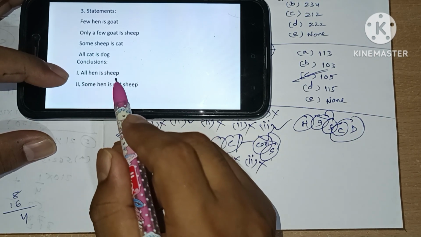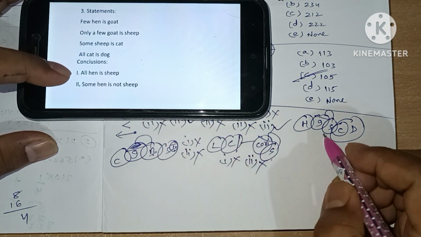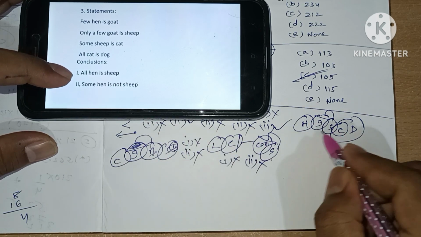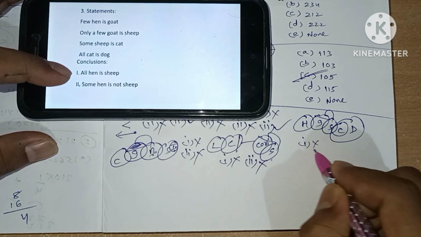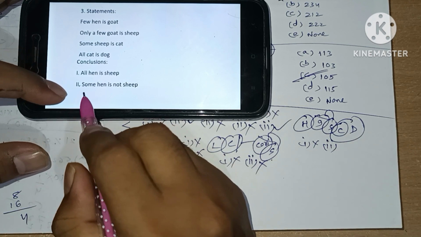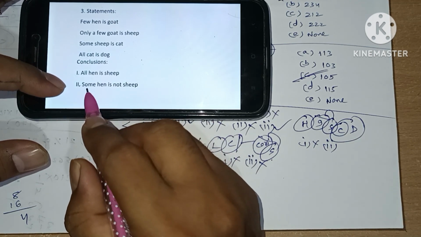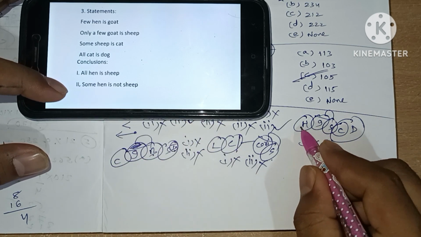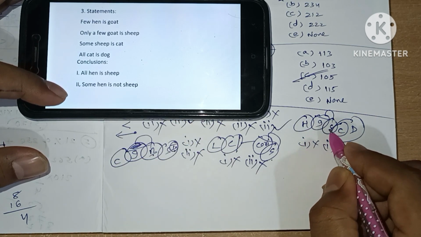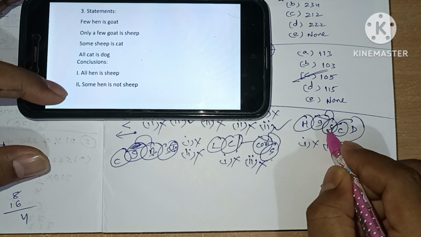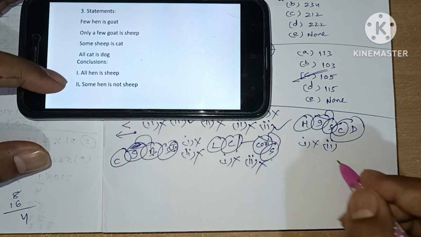So it is a direct conclusion. All hen is inside sheep? No, it is not like that, so the first conclusion will be false. Second conclusion, some hen is not sheep. We see "not" here, so we check whether all hen can be sheep. All hen can be placed inside sheep. It is possible. All case possible means the some-not case will be false.